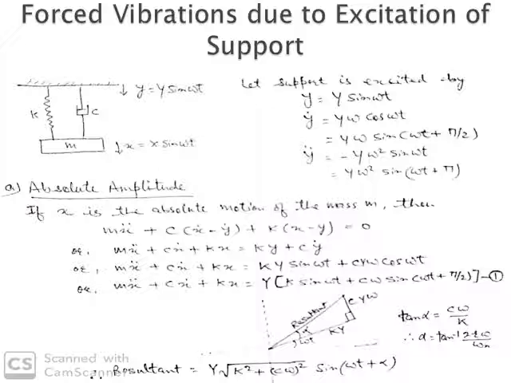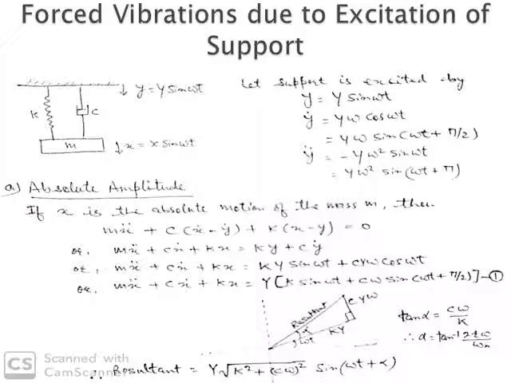The force polygon for this spring force and damping force can be drawn as this: k y perpendicular, this is c y omega, and this is the resultant. The resultant is the square root of the sum of squares of these two terms, that is (ky)² plus (cyω)². So the resultant is at an angle alpha, ahead of omega t.